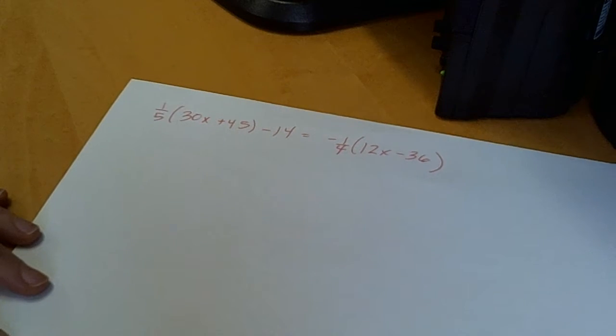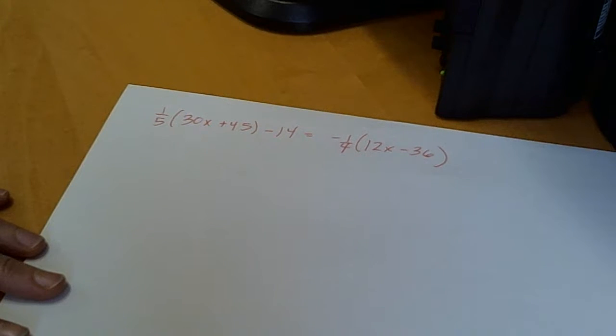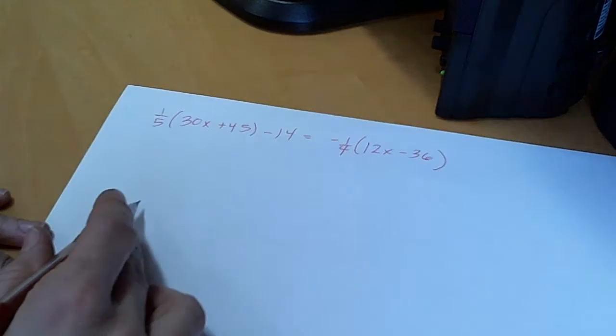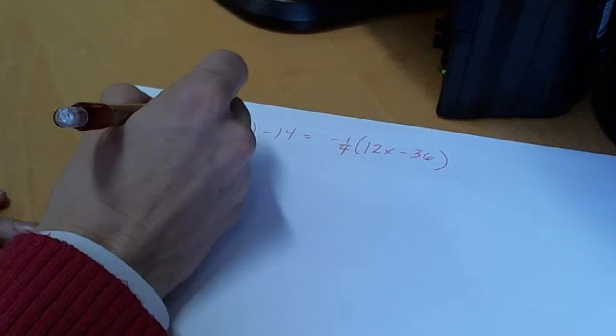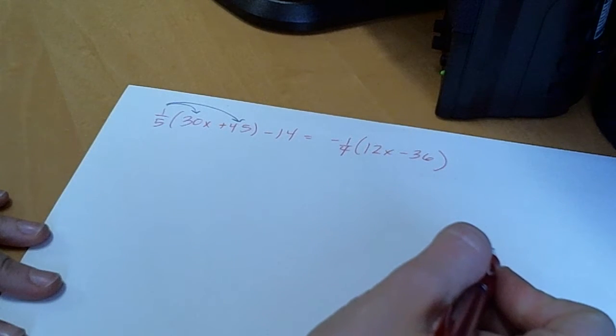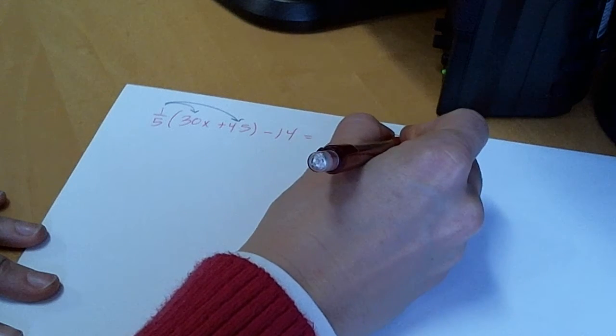Okay, so to solve this equation, since we have to distribute fractions, what we want to do is be a little bit careful about the reduction stage. Conveniently, these do reduce, but we might want to show that step. So let's go ahead and distribute the 1/5 to each of the two terms there, 30x and 45, and then distribute the negative 1/4 to each of these terms.